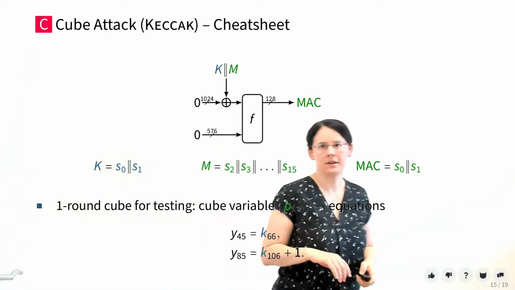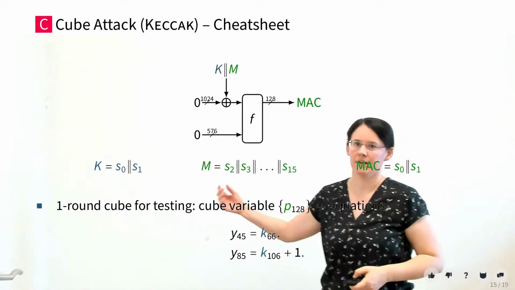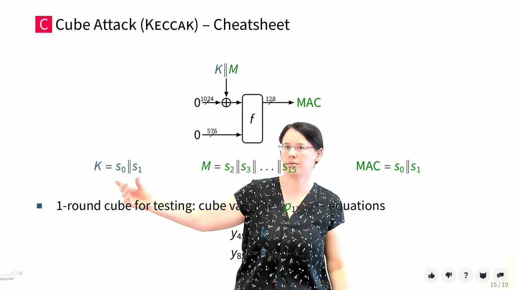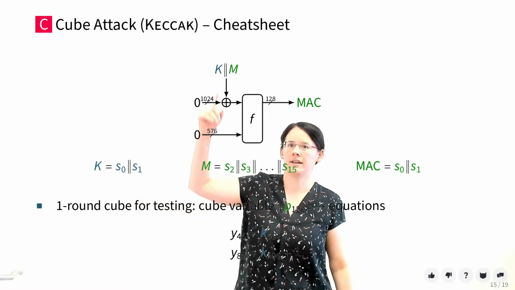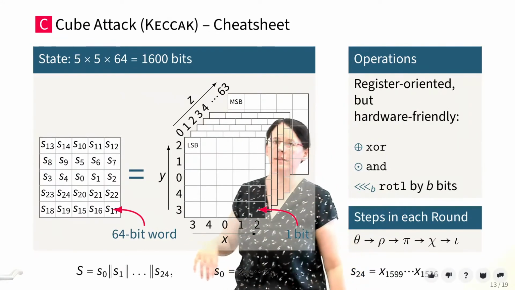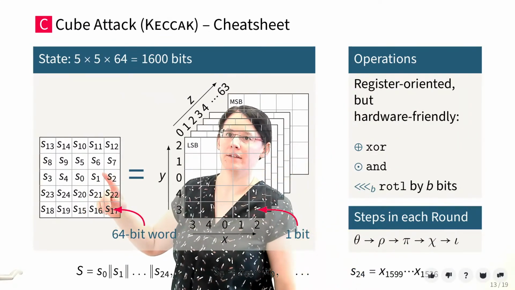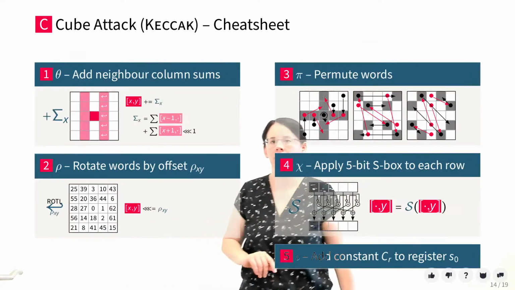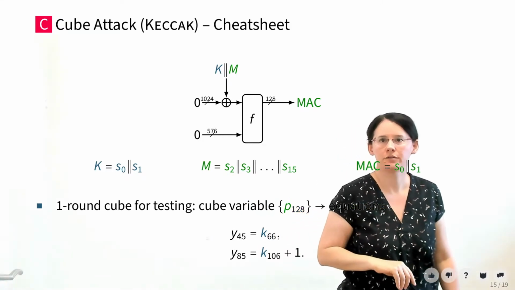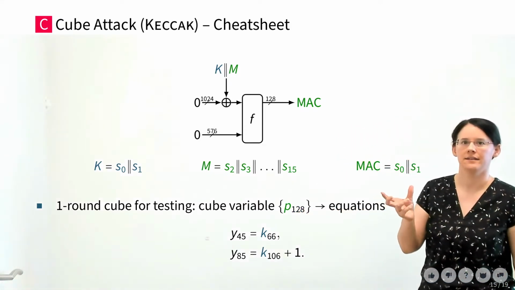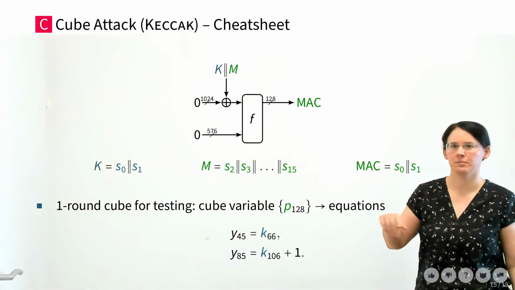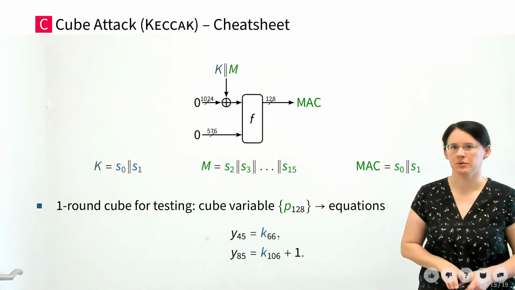And if you map this to the description on the previous slide, which had these 64-bit words named S0 to S24, then the key corresponds to the first 2 words. So in this picture here, that's these 2 words here. The message is in the next 15 minus 2 words, and the MAC at the output corresponds to the same positions as the key at the input.